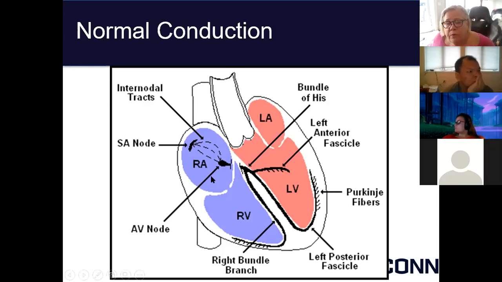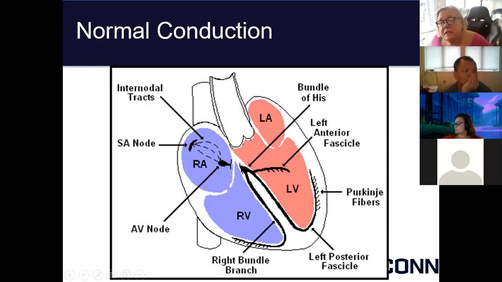So we know that it takes a maximum of 0.12 seconds to travel from the SA node down to the AV node and to begin that depolarization of the ventricles. You need to know that number, because if it's longer than 0.12, there's a delay in conduction, and that is a dysrhythmia unto itself, known as first-degree heart block.